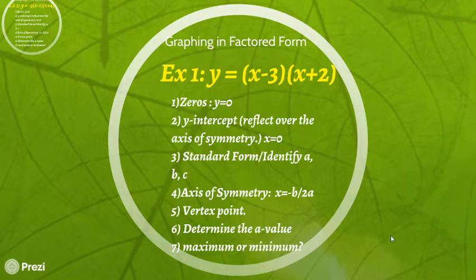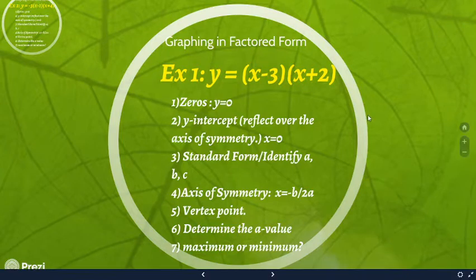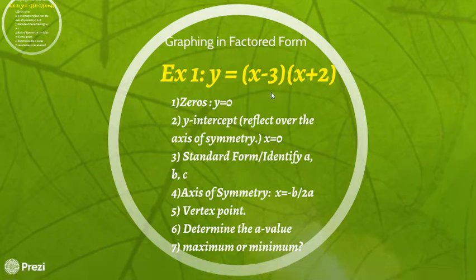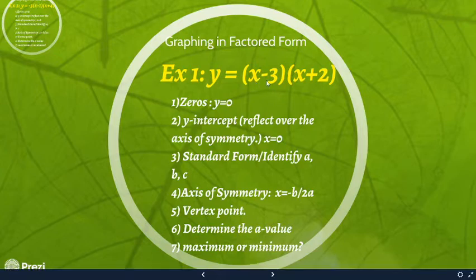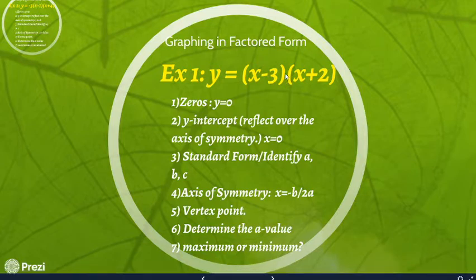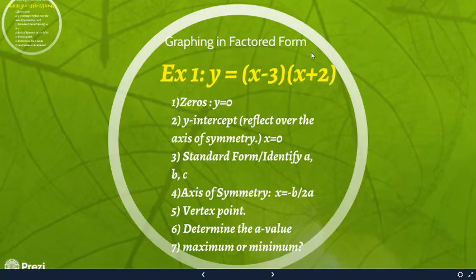So in examples 1 and 2, we're going to be going over how to graph in factored form, which looks like when we factor a polynomial. Factors are numbers that are multiplied together to equal another number. So if you see here, I have x minus 3 times, there's secretly multiplication in between the parentheses, x minus 3 times x plus 2. So these are factors because they are multiplying together.